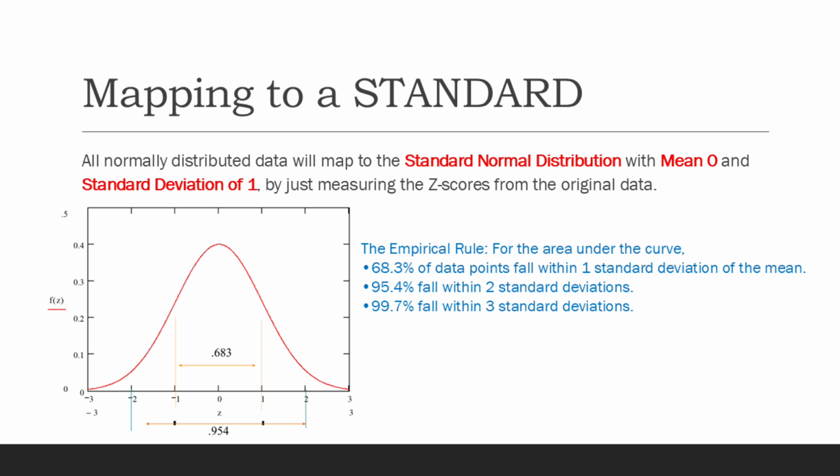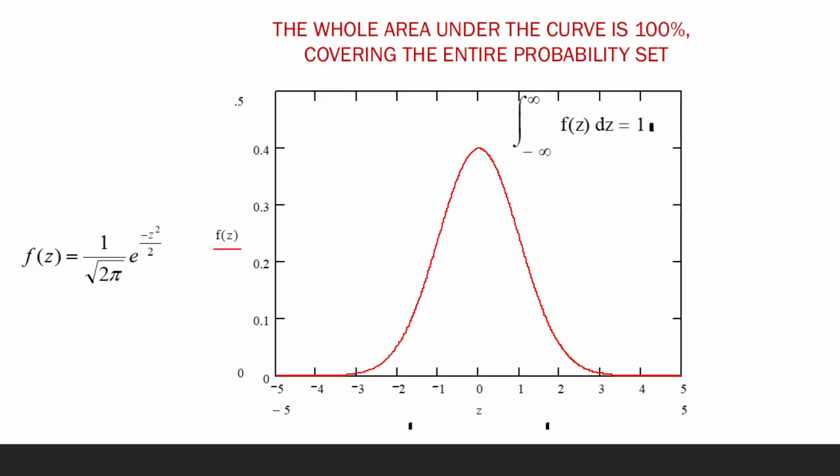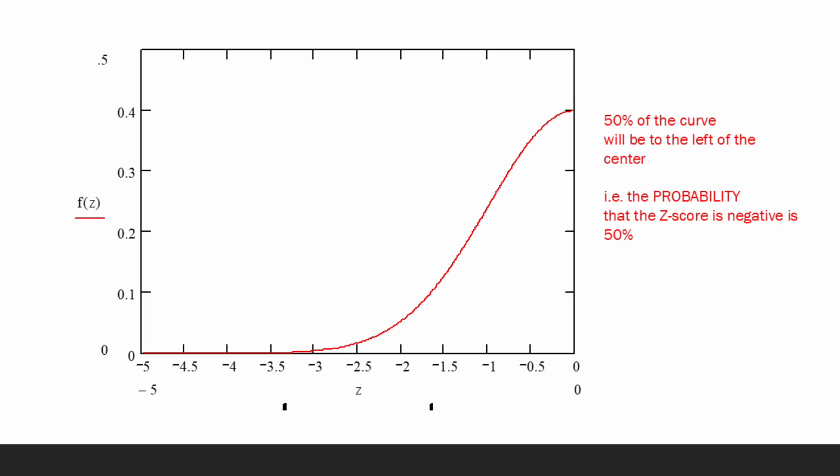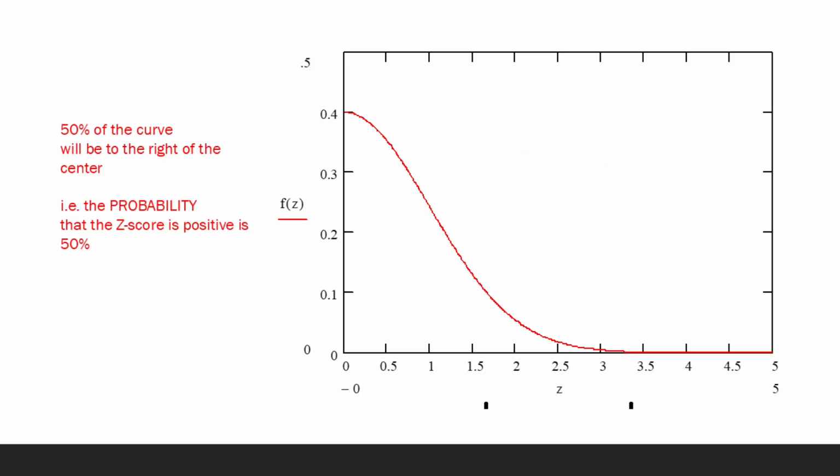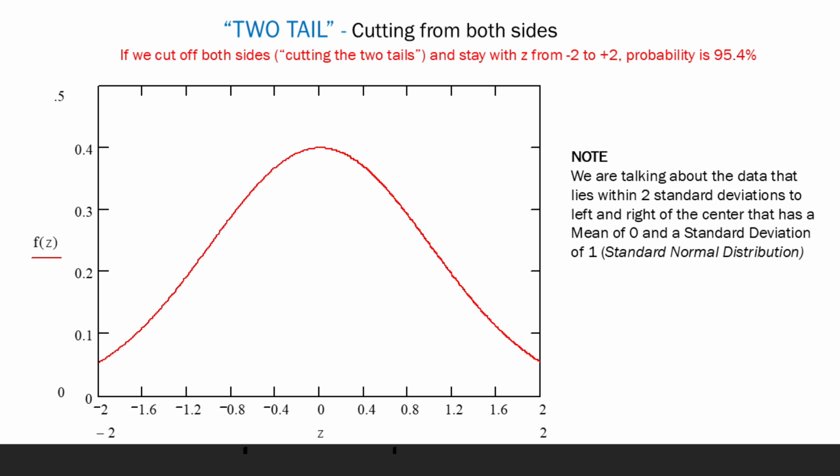Now, mapping to a standard. All normally distributed data will map to the standard normal distribution with mean 0 and standard deviation of 1 by just measuring the z-scores from the original data. The whole area under the curve is 100%. Half of the curve is 50%. Cutting a portion on both sides, or two tails, such that the area covers up to 2 standard deviations on both sides gives you 95.4% of the data.